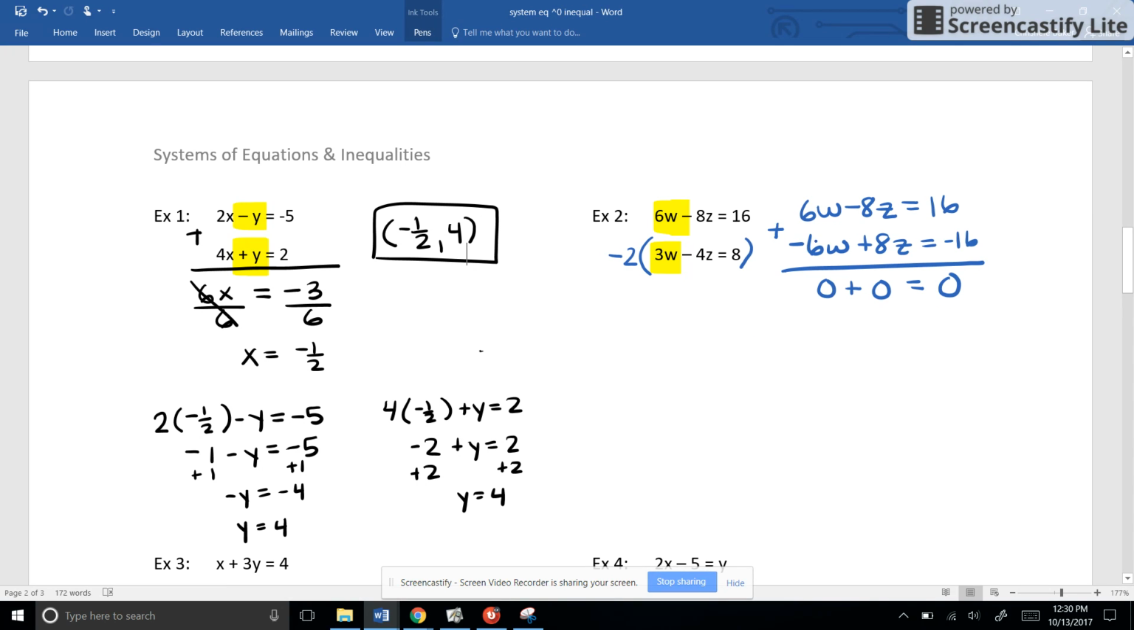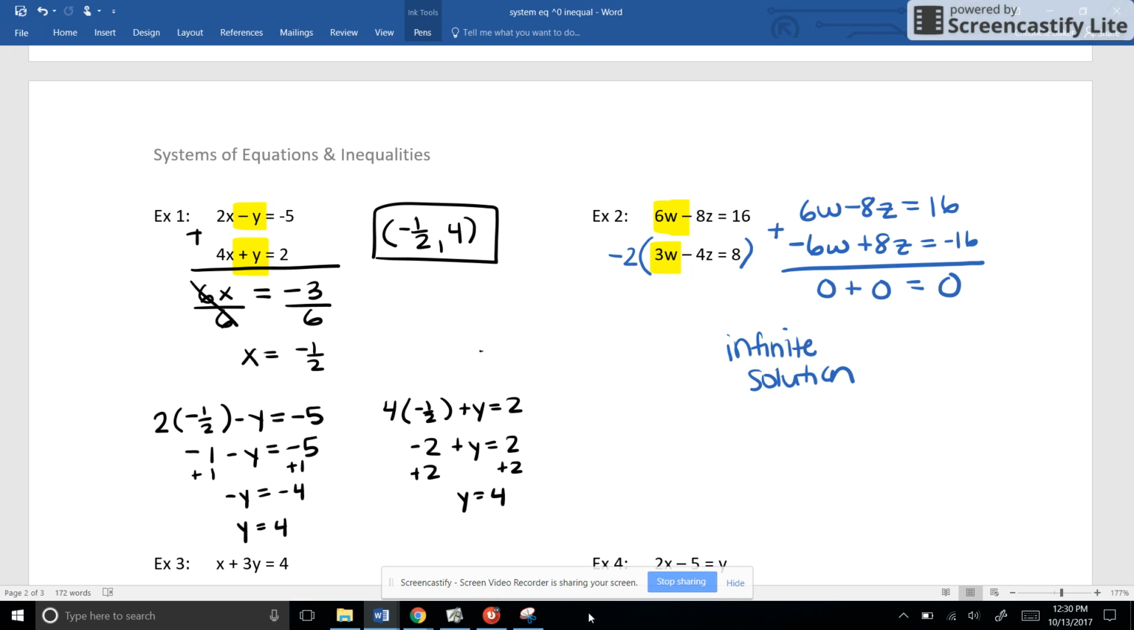Six plus negative 6, or 6w plus negative 6w is 0. Negative 8z plus 8z is 0. And 16 plus negative 16 is 0. This means that they are the same line, and we can show it in the calculator. This means that they are the same exact line, so that is infinite solutions.